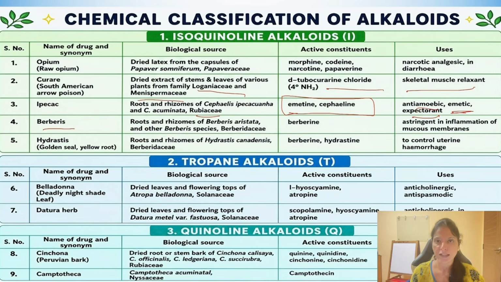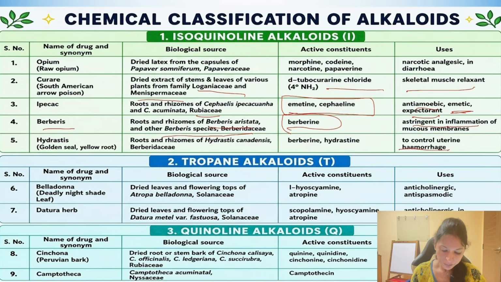Coming to the fourth one, that is berberis. We have seen these under exceptional cases of physical and chemical properties too, that berberine is known to exhibit color. The source is the roots and rhizomes of Berberis aristata and others of the family Berberidaceae. The active constituent is berberine, and it is the most important agent in inflammation, especially of the mucous membranes.